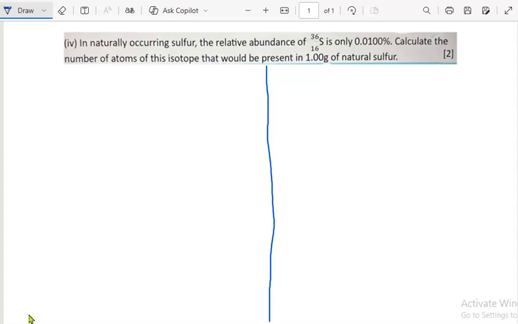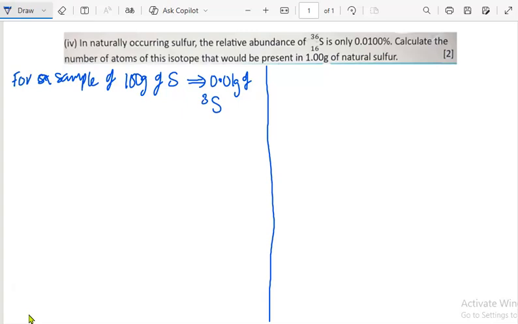Now, do you know what this means? When they say that the relative abundance of sulfur-36 is 0.01%, it means for a sample of 100 grams of sulfur, we have about 0.01 gram of sulfur-36 in that sample.